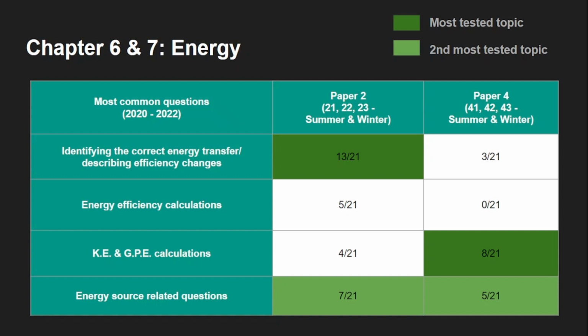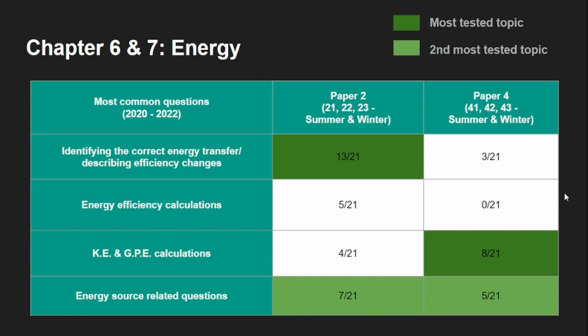So energy sources is chapter 7 of your CAIE curriculum, whereas the different types of energies, the different types of energy transfers, different types of energy stores, and the calculation of efficiency sits within chapter 6, which is energy transfers and stores. So the most commonly tested concept in paper 2 is describing energy changes and describing efficiency. So we can see that 13 of 21 papers between 2020 and 2022 have had this concept tested in them.